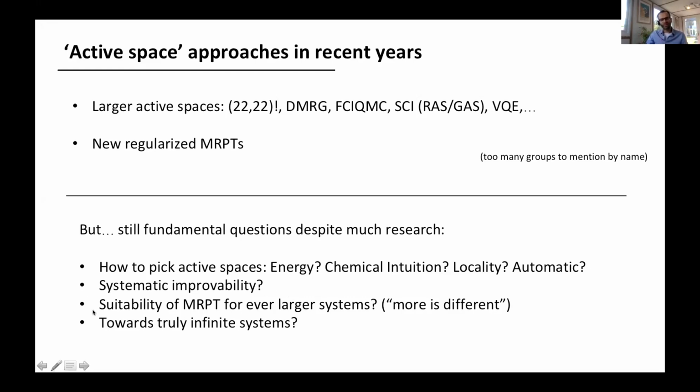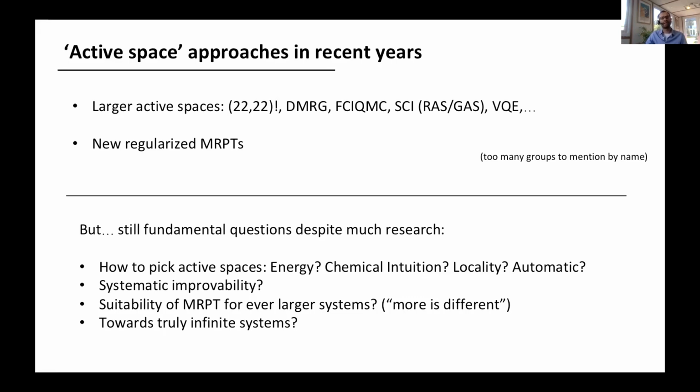Then there are fundamental questions about the suitability of the physics that's being captured by multi-reference perturbation theory as we target ever larger systems. And there's this old trope that more is different. Is there new emergent physics that isn't captured by our standard approaches to MRPT as we go to larger systems? And we can take that to an extreme.